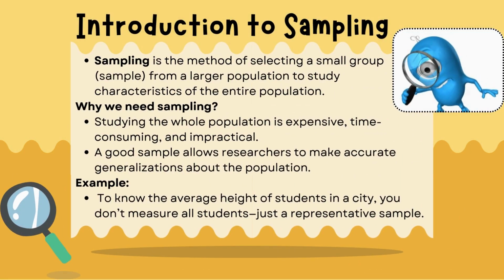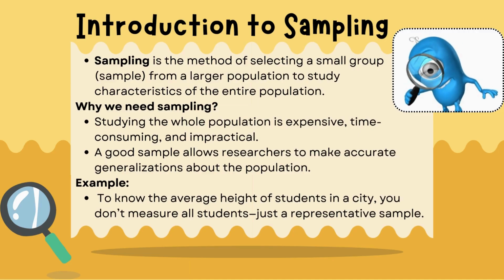Sampling is defined as the method of selecting a smaller group, termed the sample, from a larger body of units, referred to as the population. The purpose of this process is to study the characteristics of a sample in order to accurately infer characteristics of the entire population. We require sampling because studying the whole population is frequently expensive, time-consuming, and impractical. A properly executed sampling procedure enables researchers to make accurate generalizations about the population.